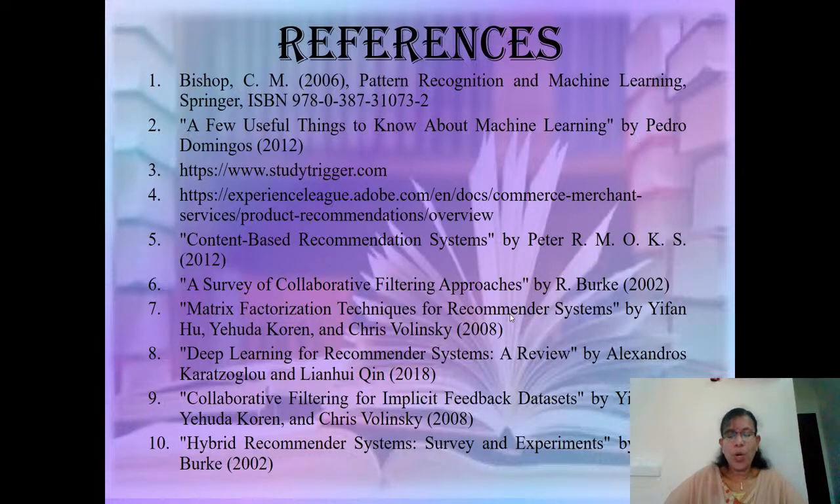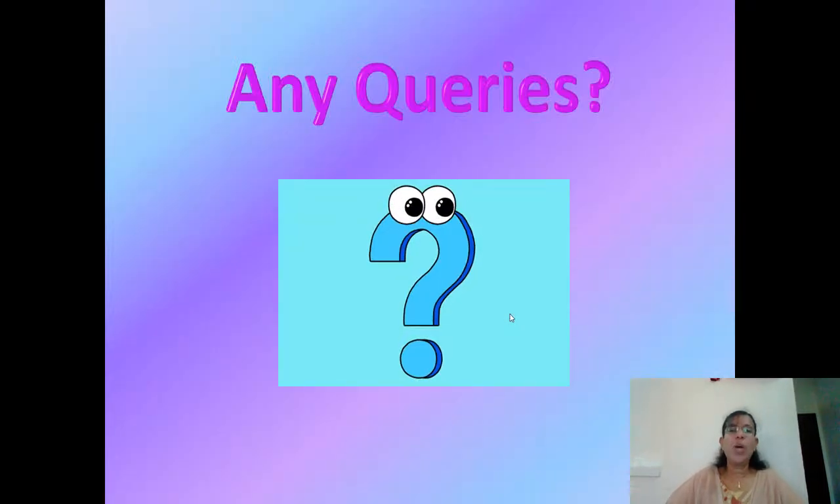If you want to do some research in this, it is a wide area, because the product recommendation system is still not very accurate. There are so many flaws in product recommendation systems. So you can select your research topic related to product recommendation systems also. These are the references I used to prepare this PowerPoint. If you have any questions or queries, you can ask me.